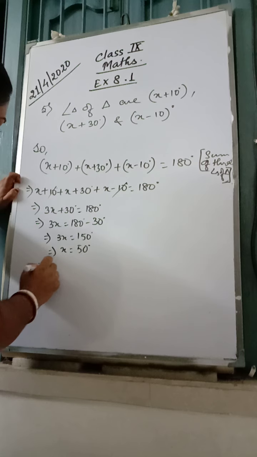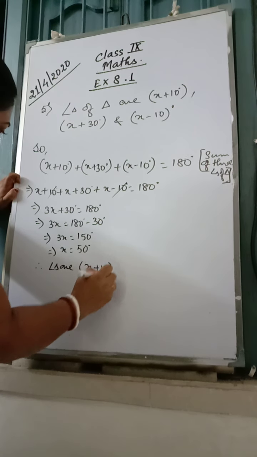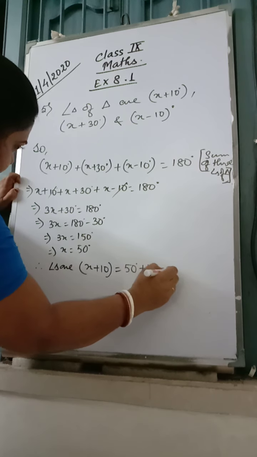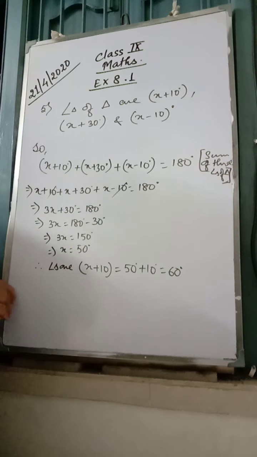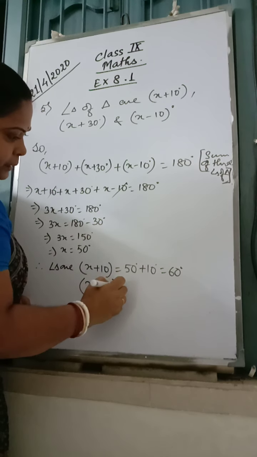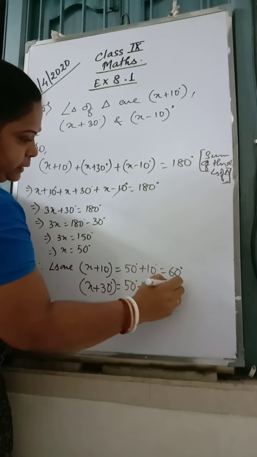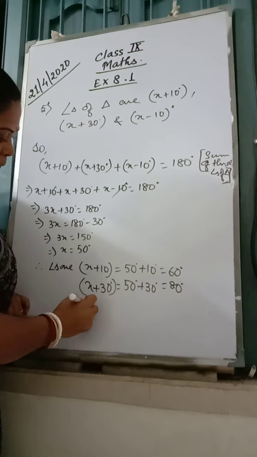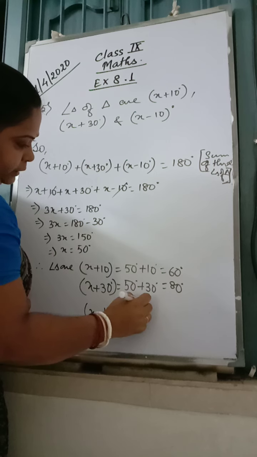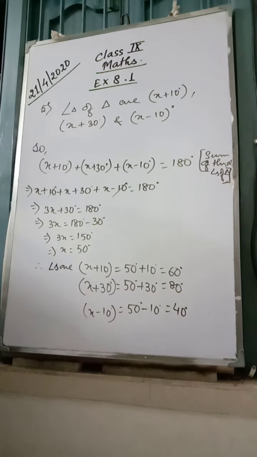Therefore, the angles are: first was x plus 10, so that gives you 50 degree plus 10 degree, 60 degree. X plus 30 gives you 50 degree plus 30 degree, that is 80 degree. And x minus 10 gives you 50 degree minus 10 degree is equal to 40 degree. These are three angles.